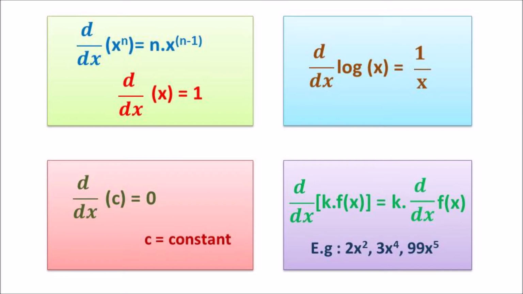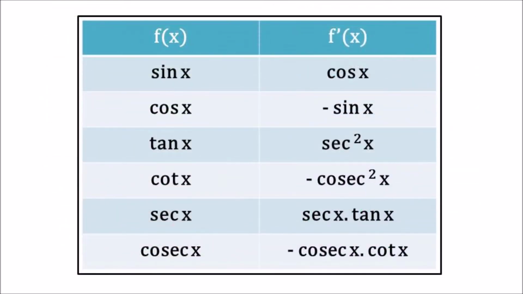Here is the next point, derivative of k f of x, where k is a constant, so we can take that constant outside and we can rewrite it as k into d by dx of f of x. Look at the first example, 2x square, where 2 is a constant, so we can write it as 2 into derivative of x square.